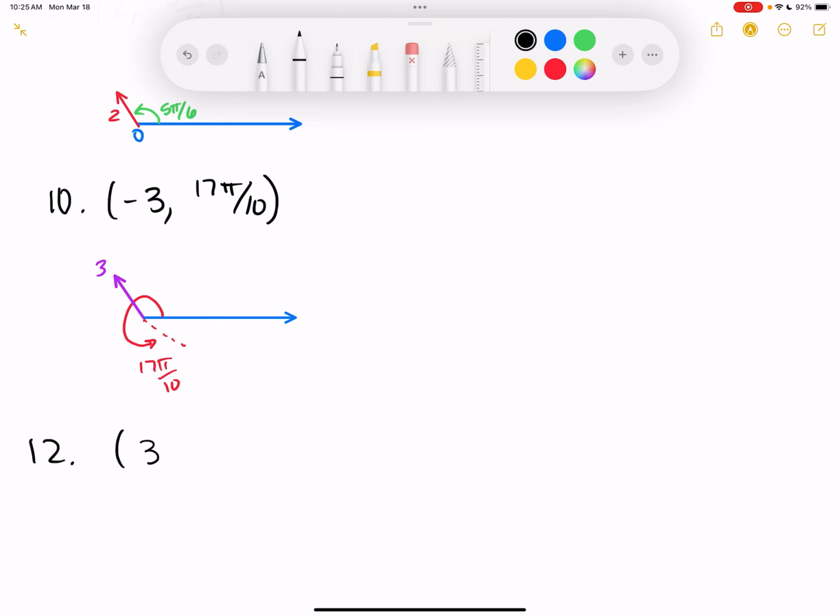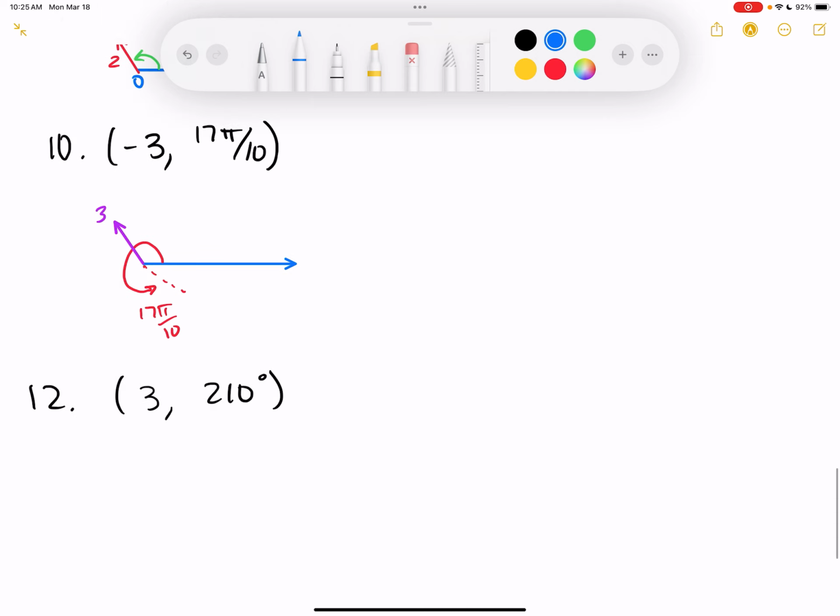Number 12, 3, and then 210 degrees. So initial side. So 210 degrees would be where? Quadrant 3. I'm going to use the correct color this time. So somewhere down in here. This is positive, so it actually is going to be down here. So there's my 3 for that one.